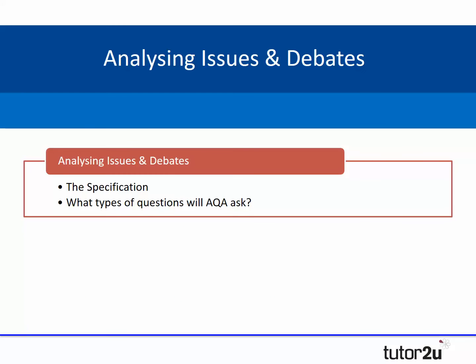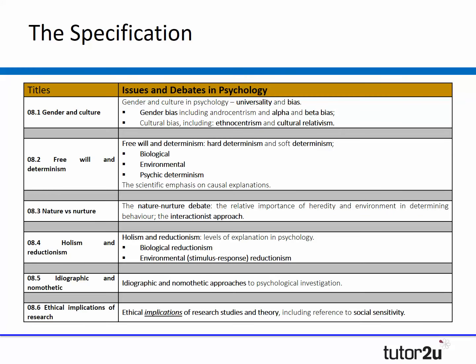Okay, so let's make a start by analysing the issues and debates, and we'll start by just having a quick overview of the specification, which you can see on screen now. What you'll see is that there are 6 components within the issues and debates topic, starting with gender and culture, where you're going to explore gender bias and cultural bias.